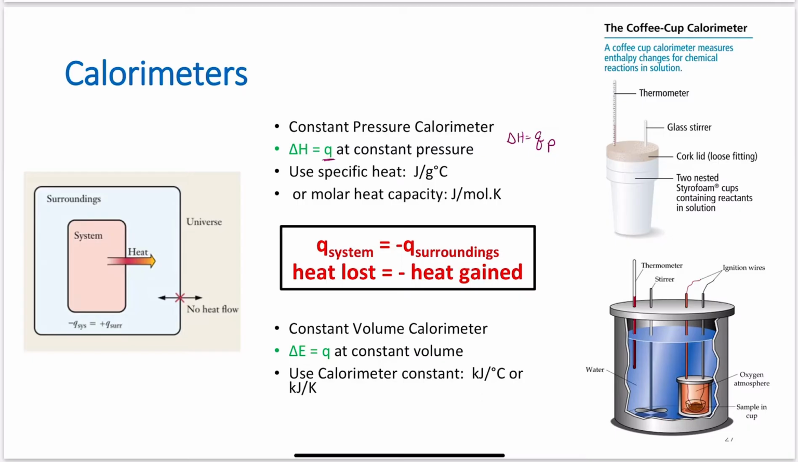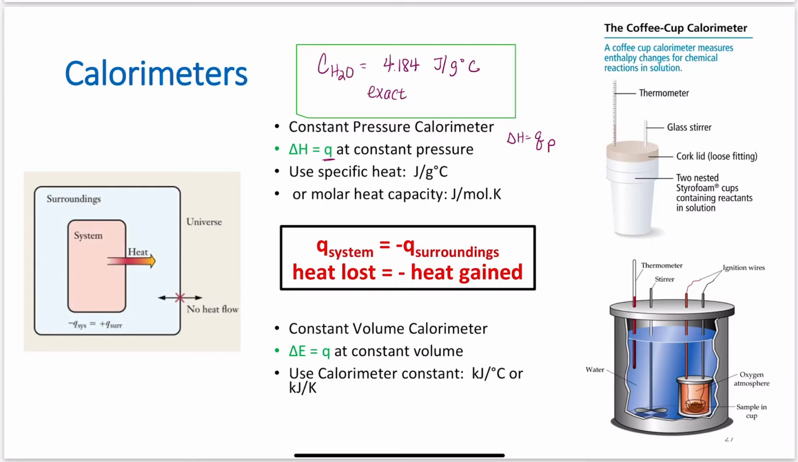Just another number you guys will have to know, the specific heat of water is equal to 4.184 joules per gram degree C, and this is an exact measurement. So you do have to know this value. Memorize it. It's a good one to know. You're going to use it all the time. You'll probably memorize it just from doing practice problems.